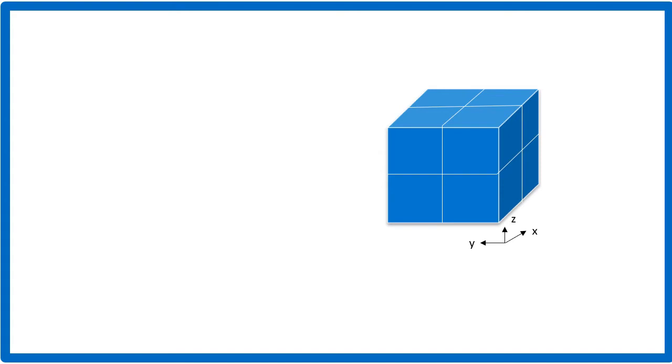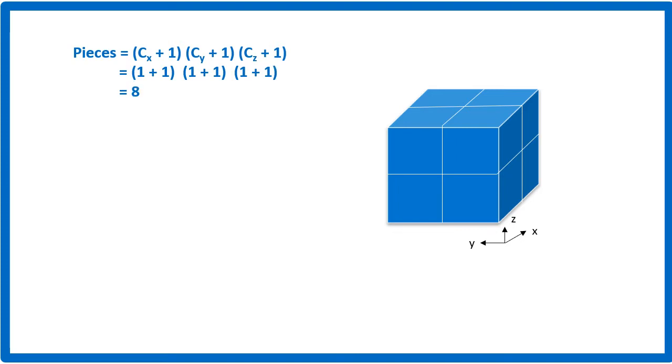So what is the relation between the number of pieces and the number of cuts now? Number of pieces is equal to number of cuts in X direction plus 1, times number of cuts in Y direction plus 1, times number of cuts in Z direction plus 1. I made one cut parallel to each of X, Y and Z, hence the number of pieces will be 8. In the previous example, we did all 3 cuts parallel to the X direction and 0 cuts parallel to Y and Z. Hence the number of pieces obtained was 4.